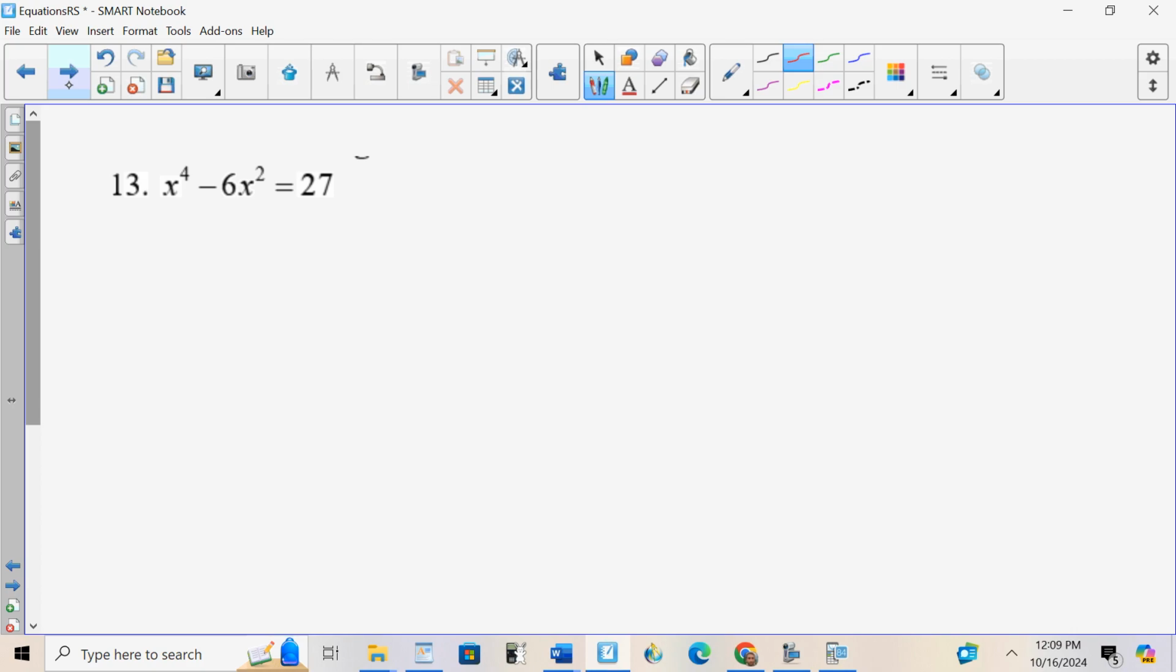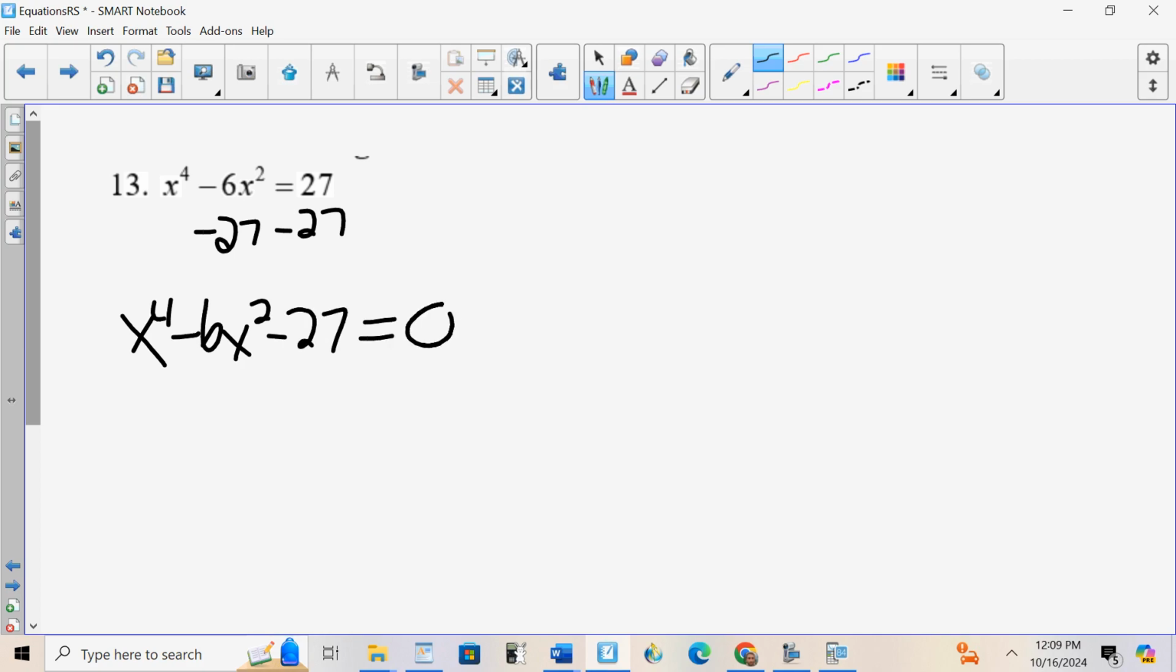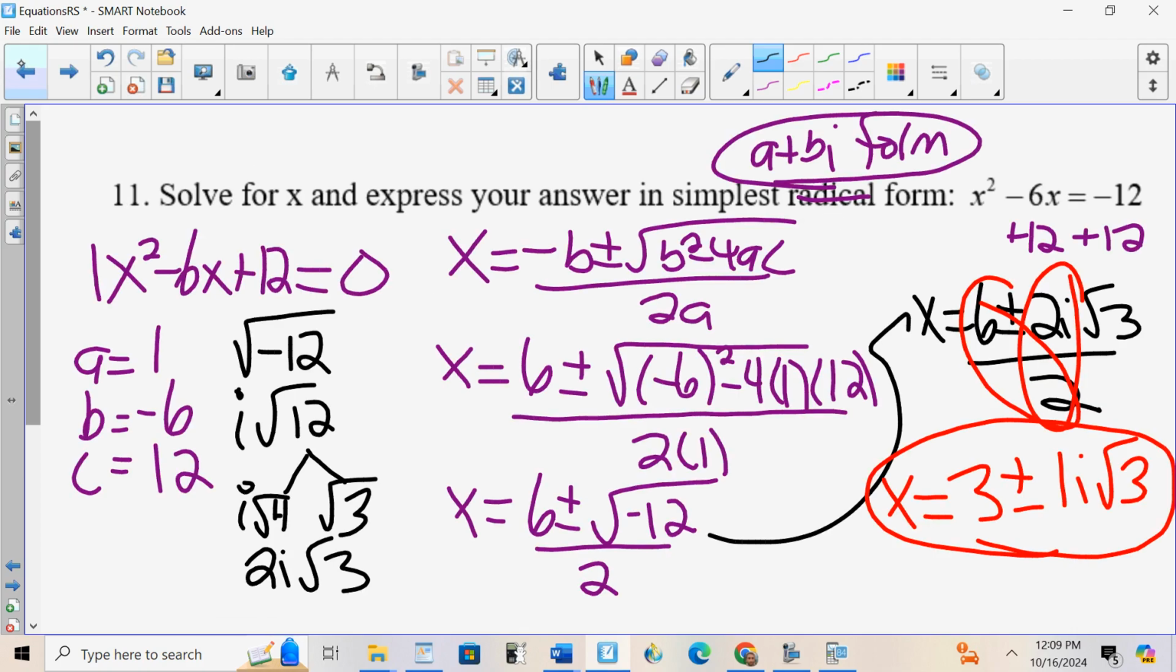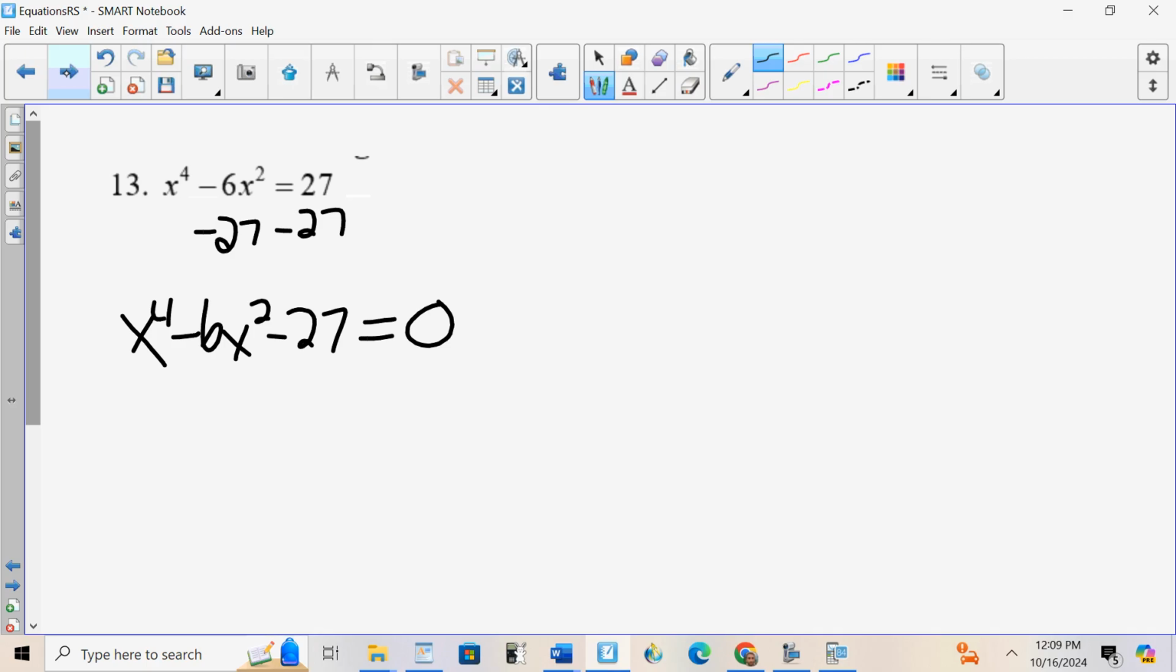13, Mr. X to the 4th, same thing. He wants to party. Before he can party, all of his friends have to come over. Minus 27, minus 27. Party time. It has to factor. Quadratic formula you can only use if the highest power is x squared. If it's higher than that, it has to factor. You cannot use quadratic formula unless it's a quadratic, which this isn't.